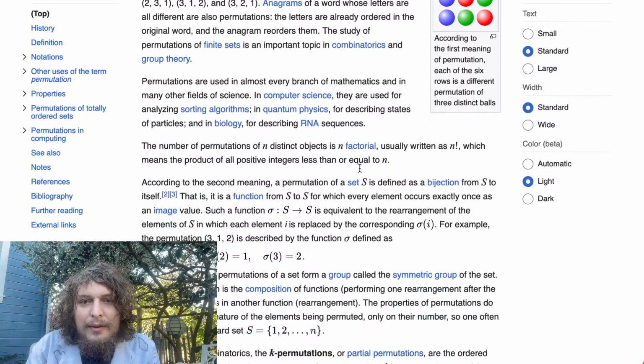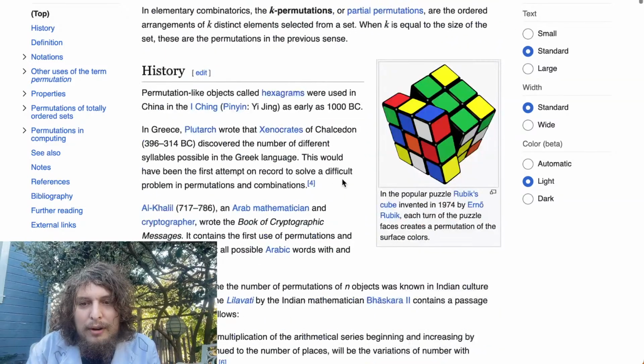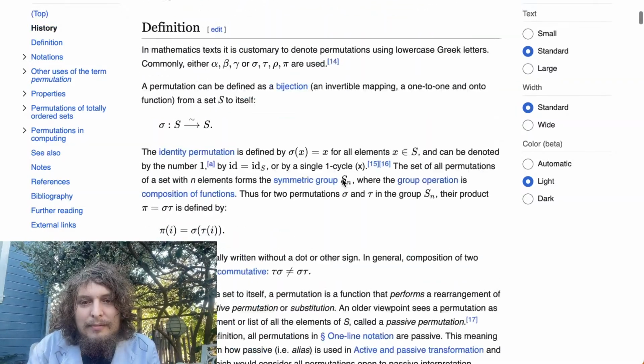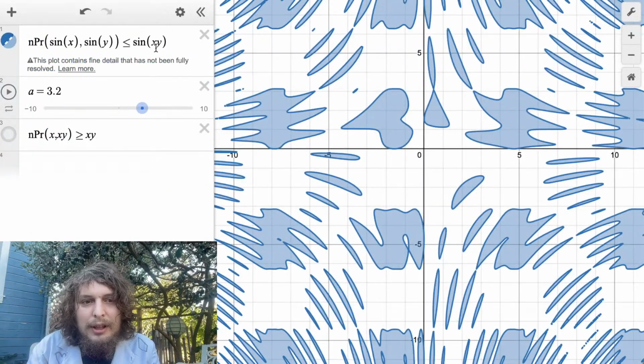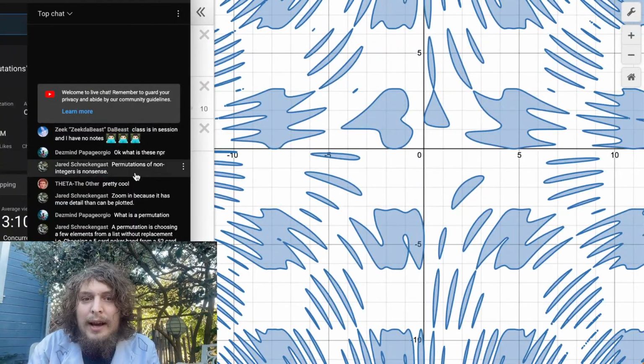And anagrams of a word are permutations. And in general, they relate to factorials with a formula I showed a little earlier in the stream. Someone said factorials of non-integers is nonsense.